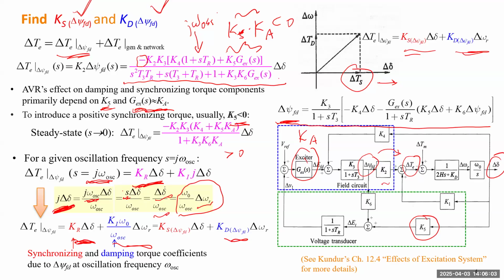So this approach is good for a specific frequency, okay? Which means if this oscillating frequency is what you're really interested in, you use this method to calculate the synchronizing and damping torque coefficients. But if you want to study a different frequency, you have to redo it again. You plug in a different frequency. So the same design of the excitation system can have different damping for different oscillating modes. You want to make sure each mode has positive damping and small signal stability, so you need to try this approach on every mode of interest.